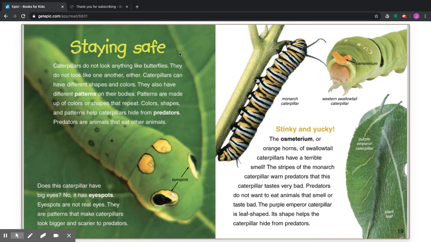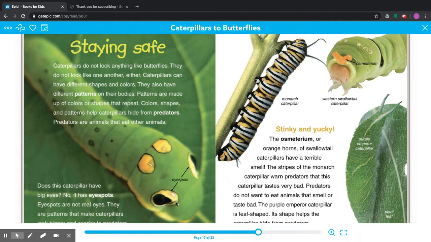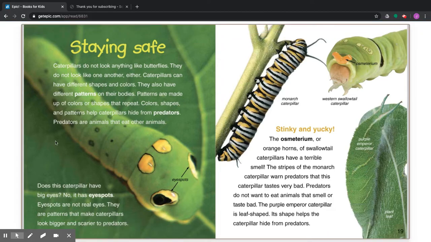Does this caterpillar have big eyes? Look at its look here. No, it has eye spots. Eye spots are not real eyes. So let's think. Why does the caterpillar want to make itself look like it has bigger eyes than it actually does? Why would it do that? Hmm.